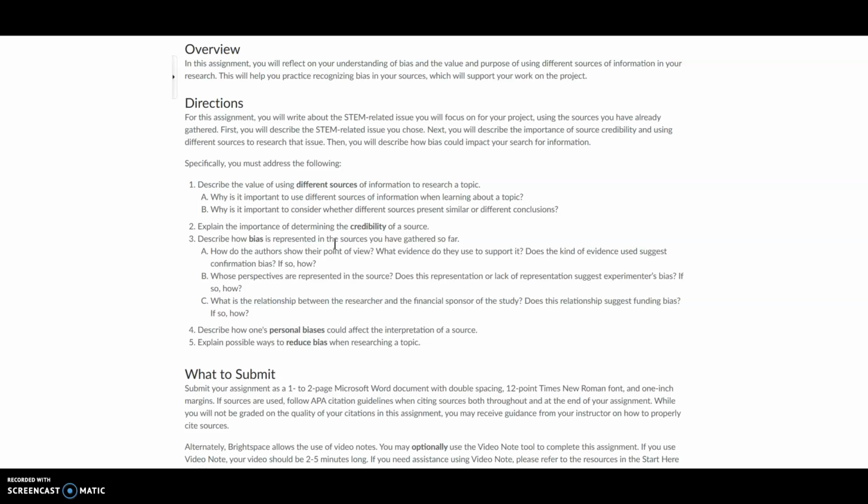So you're going to talk about what's the value of using different sources of information to research a topic. So for instance, like what's the value of using a peer-reviewed source versus a secondary source or a tertiary source. And so I would go ahead and answer, why is it important to use different sources of information? Why is it important to consider whether different sources present similar or different conclusions?